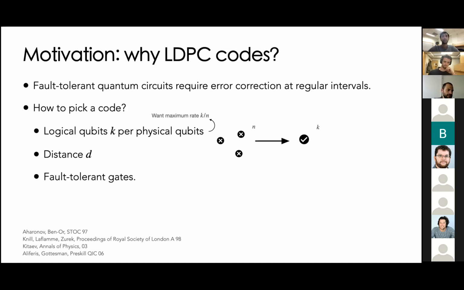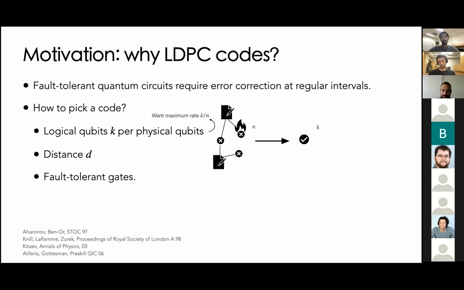Now, in addition to just using codes as a memory, we also need to manipulate information that's stored encoded in quantum codes, and this requires us to perform fault-tolerant gates. So if I were to perform operations on the physical qubits that I have access to, how would this in turn change the encoded logical information? And this is something that we would also like to understand. So these are some concerns that help us pick an error correcting code.